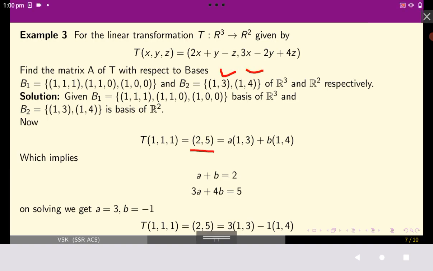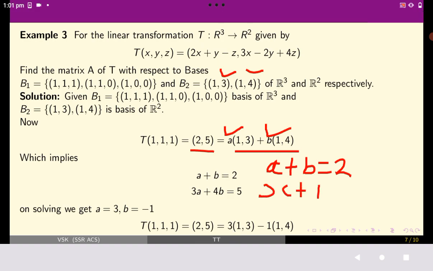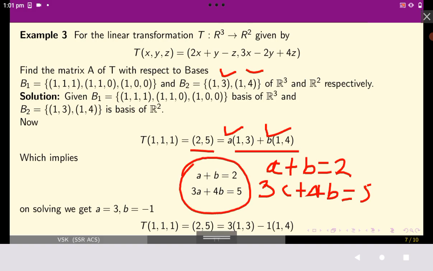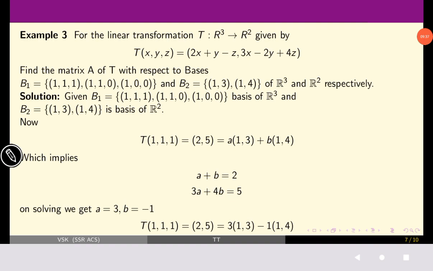Now our task is to write (2, 3, 5) as a linear combination of these two vectors, (1, 3) and (1, 4). At present we don't know the coefficients, so we write this as A times the first vector plus B times the second vector, and we solve this equation. The first equation will become A plus B is equal to 2, and the second equation will become 3A plus 4B is equal to 5. We'll solve these equations, and they are very easy to solve. We'll find A is equal to 3 and B is equal to minus 1. So we'll put these values over here.